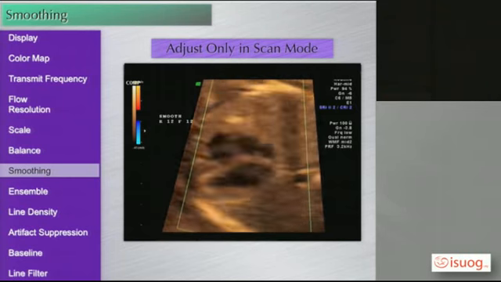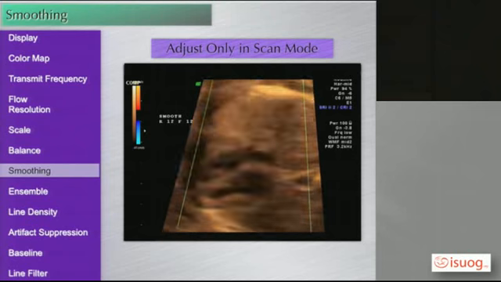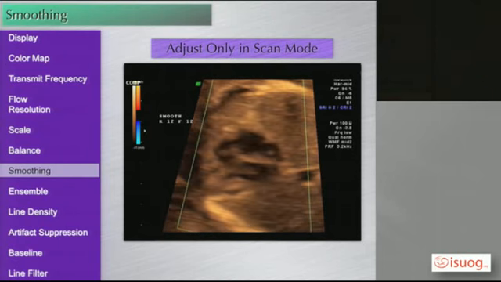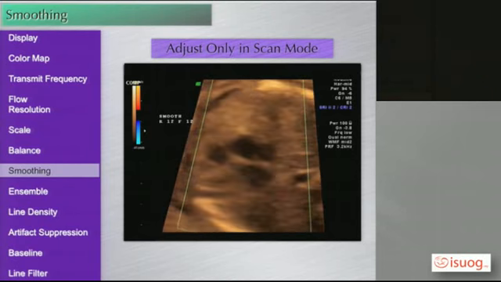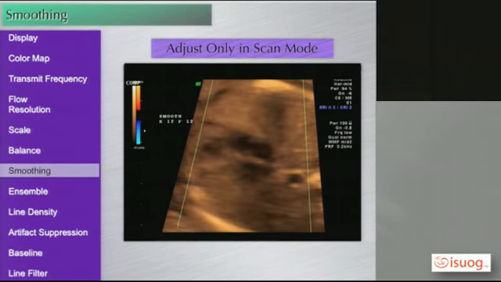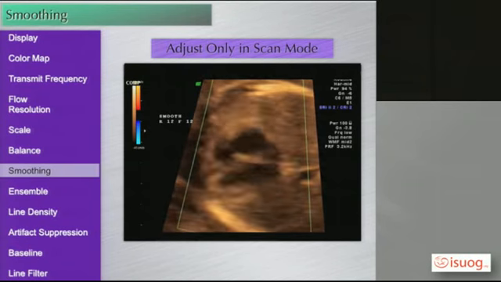In this example, the rise is 12 and the fall is 12. Notice that by increasing the rise, the color has almost disappeared from the screen. It's important to see how adjusting these settings affects the image.